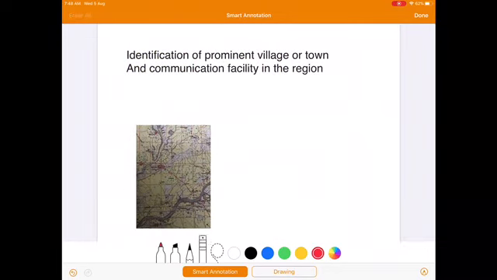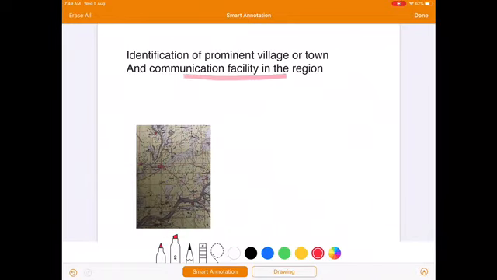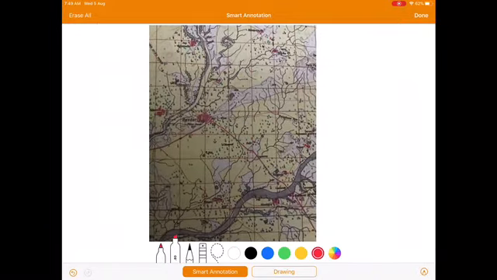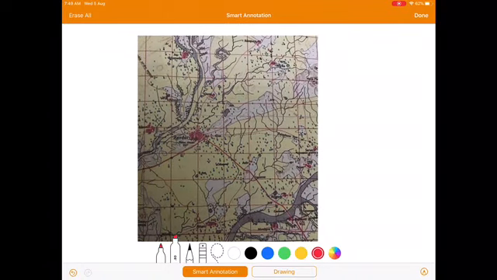So, let us understand, children, about the prominent village, how you can find out a prominent village on a topographical map, as well as what communication facilities are provided in the region. In this topographical map you can see that this is a larger village, and that is why it is a prominent village in this area. The village is Revdar. What is the name of the village? It is Revdar. Now, why is this village prominent?